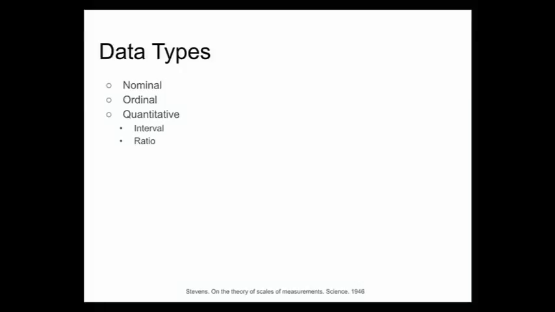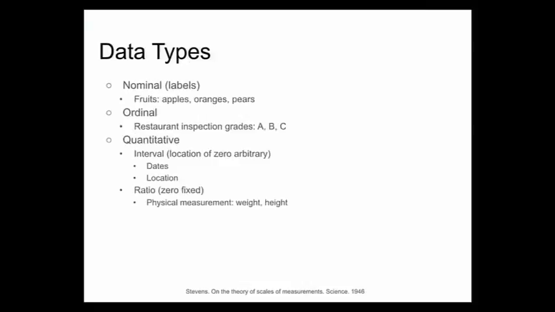Depending on your field, you may refer to these things a little differently, so I'm making sure to represent my source here. Stevens, back in the 40s, talked about 4 types of data: nominal, ordinal, and quantitative, both interval and ratio. Nominal is sometimes referred to as labels, things that have no inherent order, whether you're talking about apples, oranges, pears, something like that. Then ordinal, which could be restaurant inspection grades.